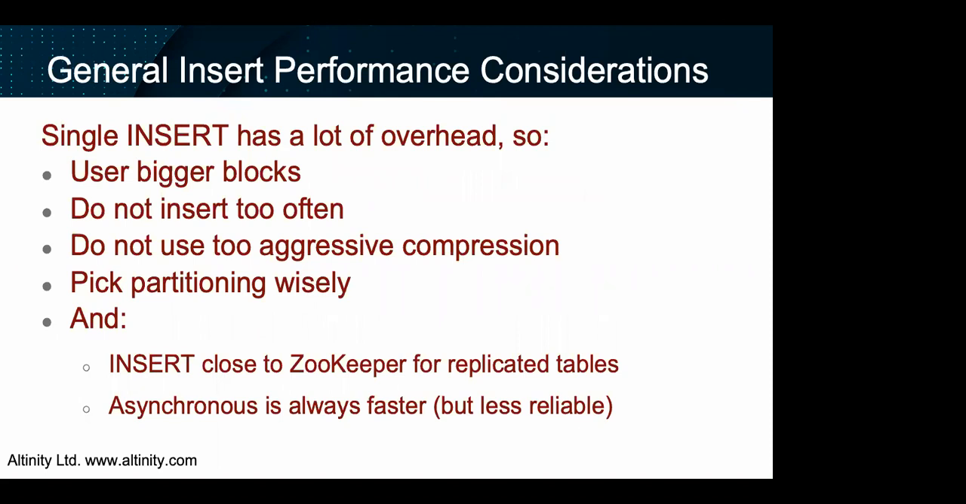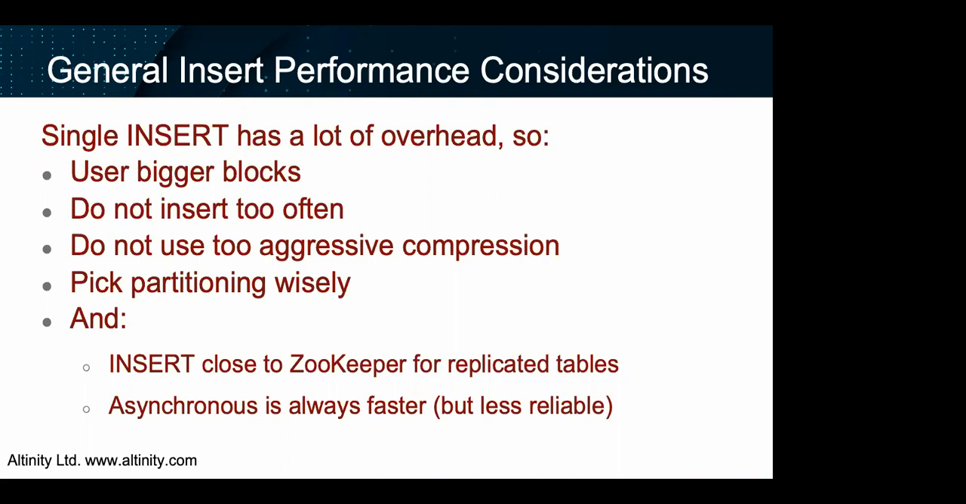Based on those steps, we can define general considerations that are important for fast inserts. First and foremost, use bigger blocks, because there is a lot of overhead on a single insert. All this parsing, preparing columns, and writing multiple columns to disk per insert is quite a lot of overhead. If you use bigger blocks, then this overhead, which is pretty much constant for a single insert statement, doesn't increase linearly.